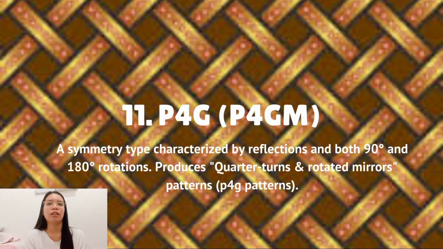The 11th example is P4G, or P4GM, characterized by 90-degree and 180-degree rotation, which produces quarter turns and a rotated mirrors pattern. So it was being rotated, as you can see on the top example there. It looks like a chain, actually.